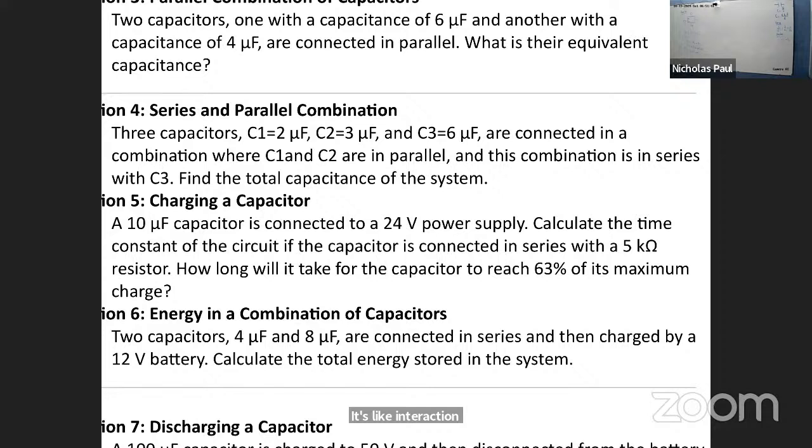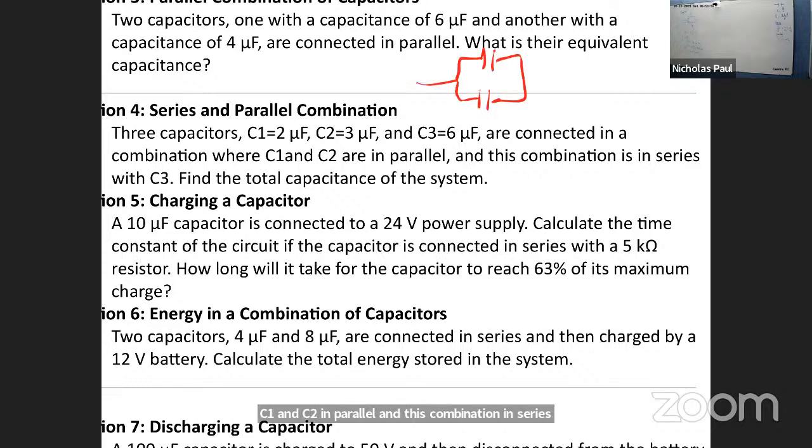Right, three capacitors are connected, C1 and C2 in parallel, and this combination in series with C3. C1 is 2, C2 is 3, and C3 is 6. Find the total capacitance.